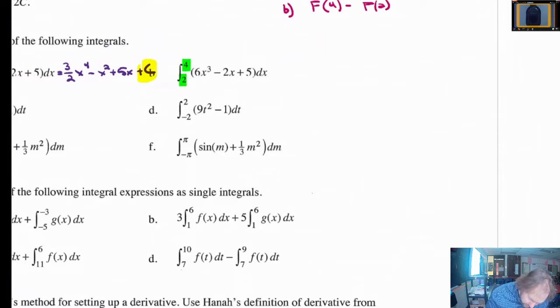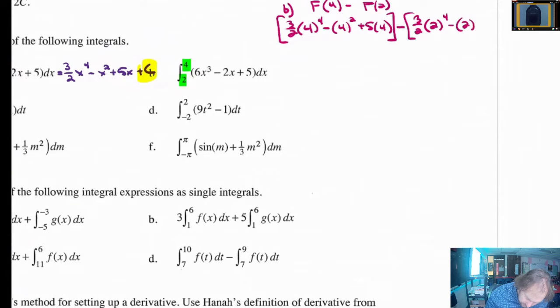So we're going to have 3 over 2 times 4 to the 4th power minus 4 squared plus 5 times 4. I am not going to put a plus c down because I am not a maniac. However, I am going to carefully arrange my things in their own parentheses. 3 over 2 times 2 to the 4th minus 2 to the 2nd power. Did I get that right? Yeah, okay.